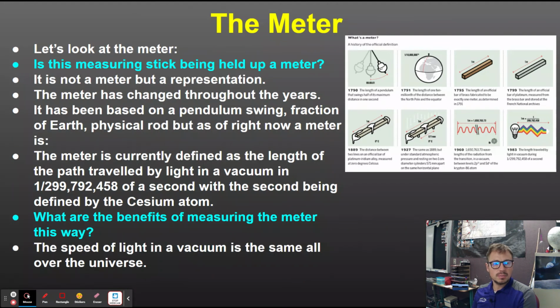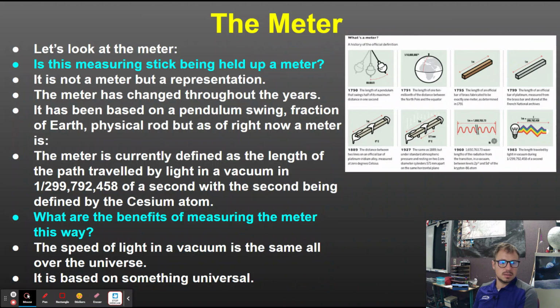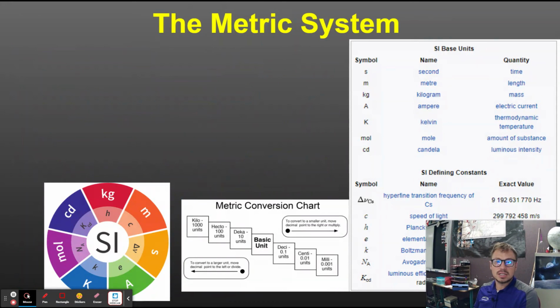So the benefits of measuring a meter this way, well, the speed of light in a vacuum is the same all over the universe, and the cesium is going to be the same. So this is based on something universal. It's going to be the same everywhere. There is an exact definition for the meter that does not change.